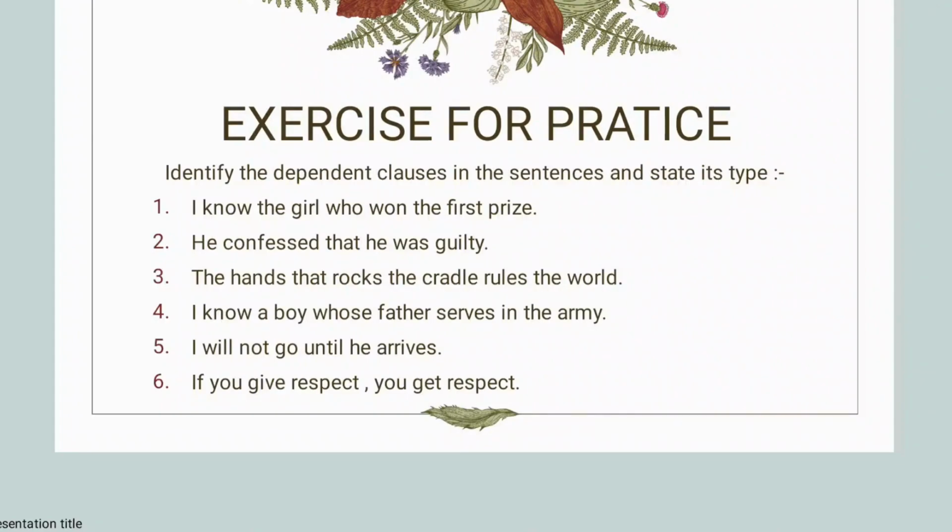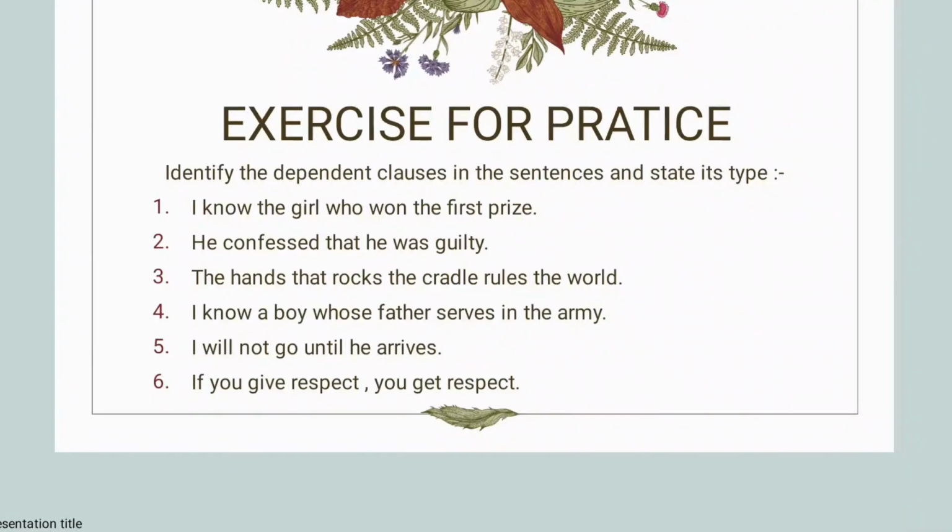So which is the main clause? I know the girl. Which is the subordinate clause? Who won the first prize. What is the subordinator? Who. Okay. What question we can ask? I know the girl. Which girl? So the girl is described here. Which girl? Who won the prize. So girl is a noun and noun is described. So it is adjective clause. Okay? Isn't it? Very good.